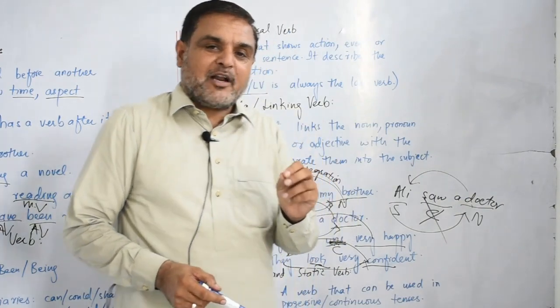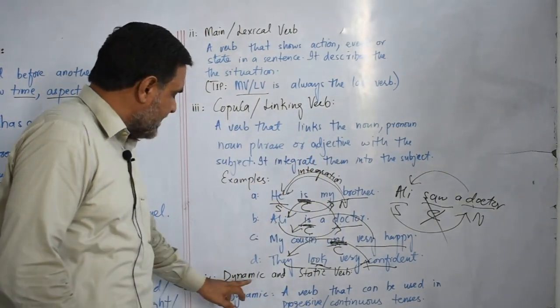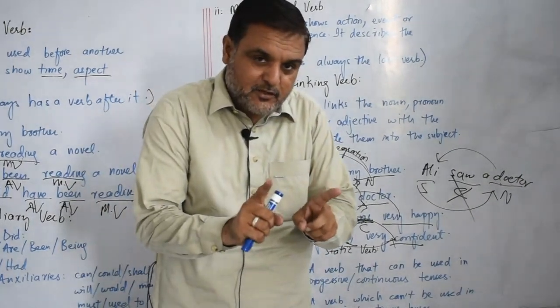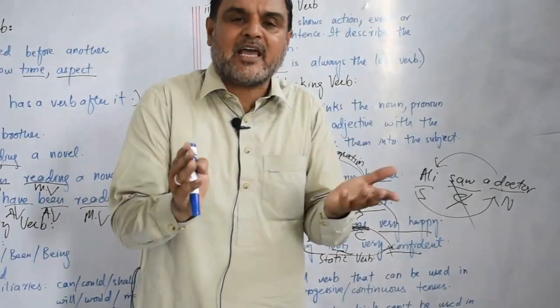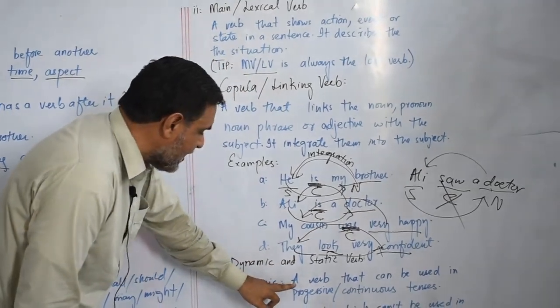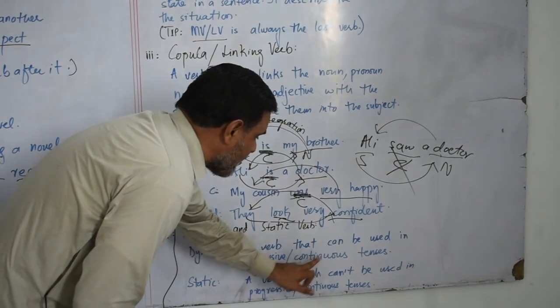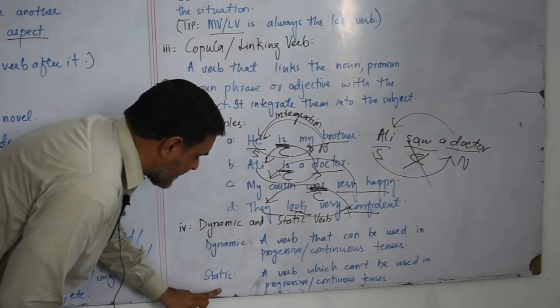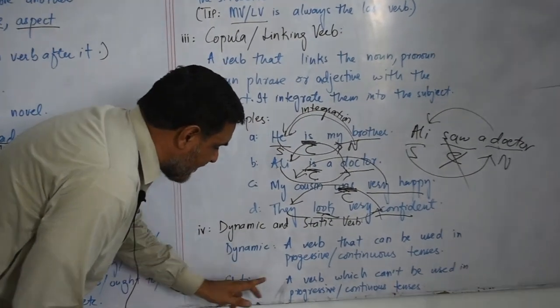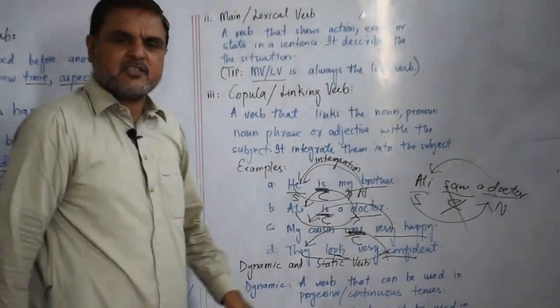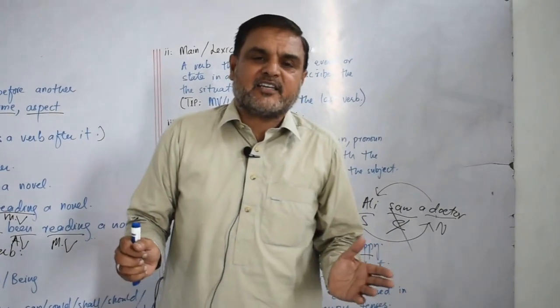The next kind of verb, the fourth one, is dynamic verb or static verb. They are the opposites of each other. What is a dynamic verb? As is given over here, a dynamic verb is the one that can be used in progressive or continuous tenses. A static verb is the opposite, the verb which cannot be used in progressive or continuous tenses. What does it mean? Let me explain it, kids.